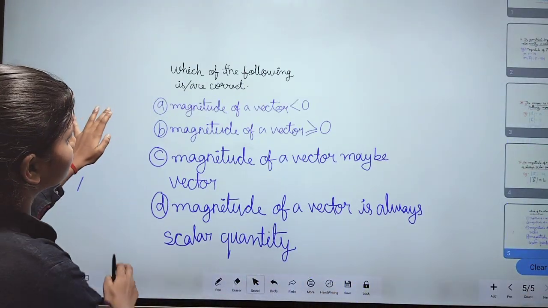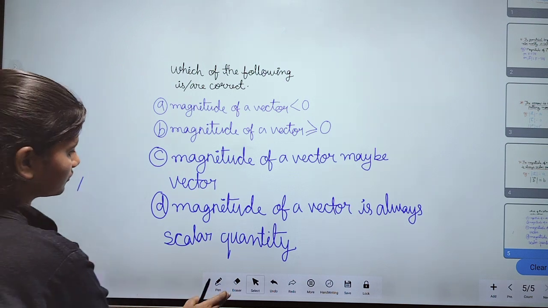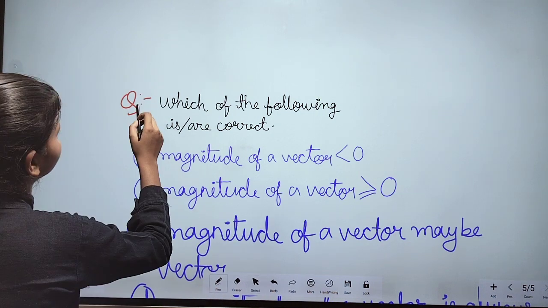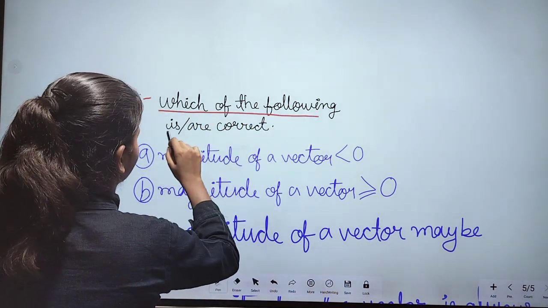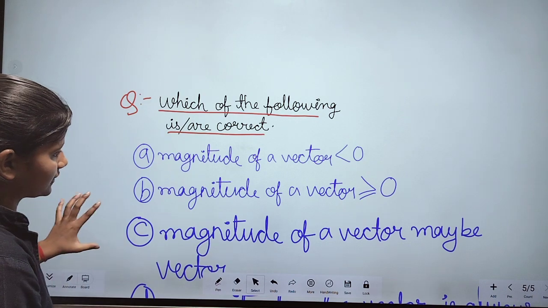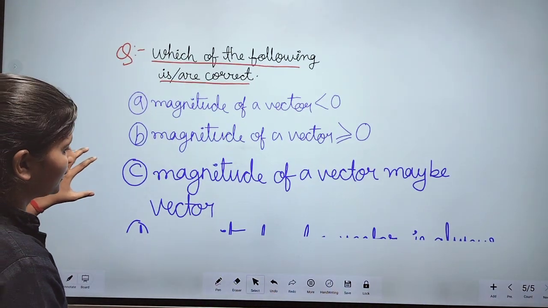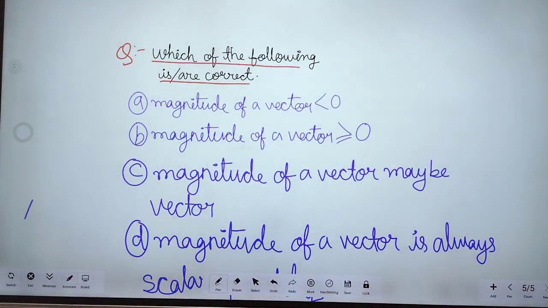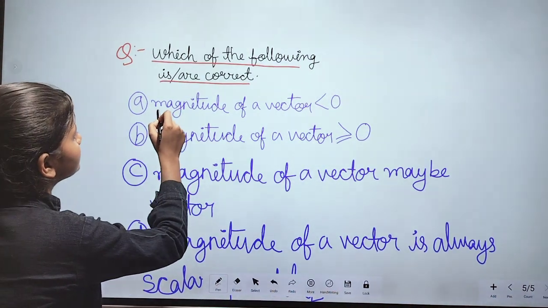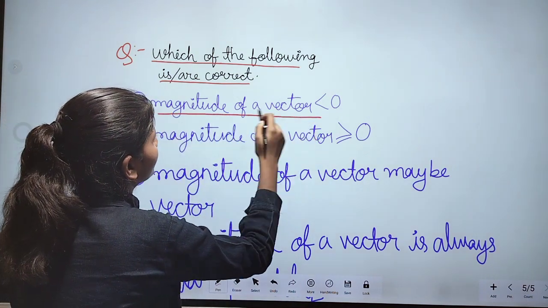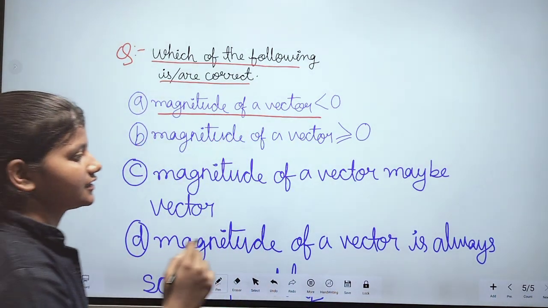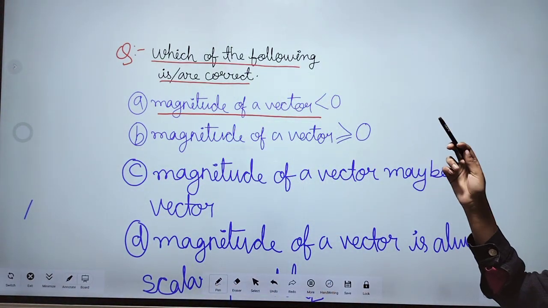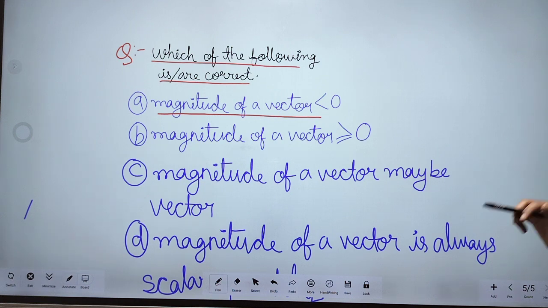Here is the question. Which of the following are correct? Let's see. First, A: the magnitude of a vector is less than 0. Is it true or not? Is it correct or not?